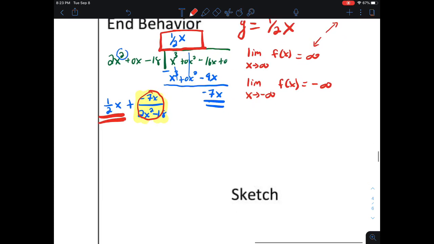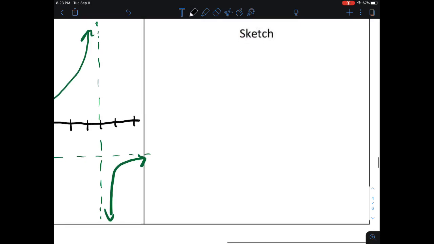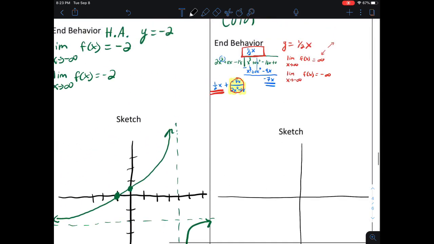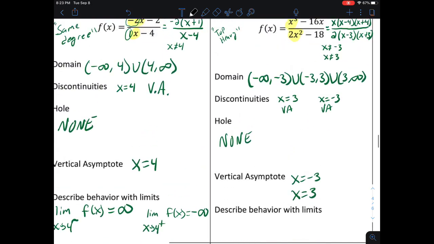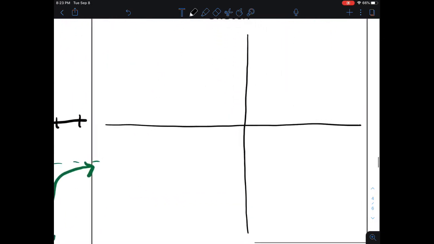Okay, so let's start putting all this together in our graph. Make a set of coordinate axes here. All right, where are our intercepts? Negative 4 and 4. I'm just going to go 7 by 7.